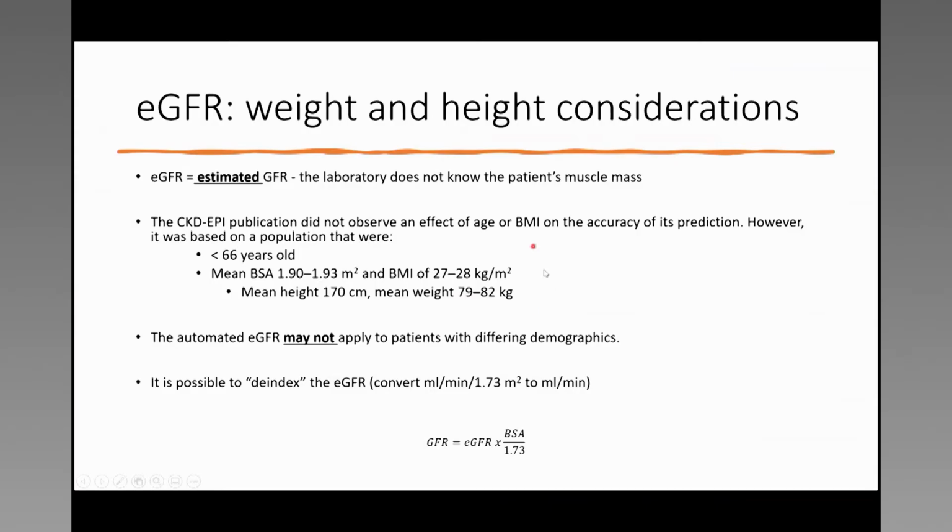And so therefore an eGFR may not be fully reflective of my kidney function, but also that of our patients as well. And so it's possible to adjust the eGFR for our patient using this de-indexing formula, which is simply where the patient's GFR is their eGFR times their body surface area divided by 1.73. This is something that I not uncommonly do, this calculation, to work out a better estimate of their GFR when I'm considering dose adjustments.